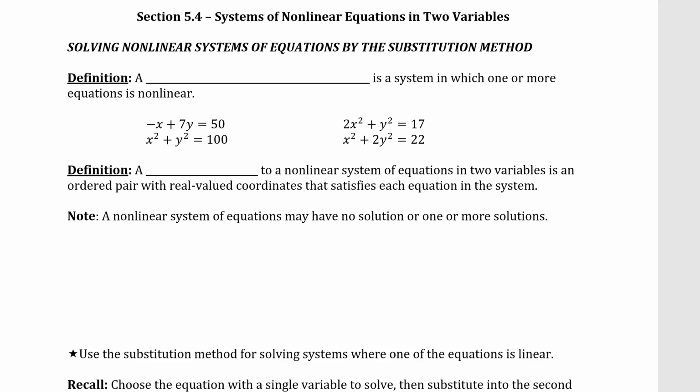So we've already discussed how to solve linear equations that are in systems, so linear systems of equations. Now what we're going to look at is these nonlinear systems of equations. So a nonlinear system of equations is a system in which one or more equations is nonlinear. So if both of them are nonlinear, or if one of them is nonlinear, okay?